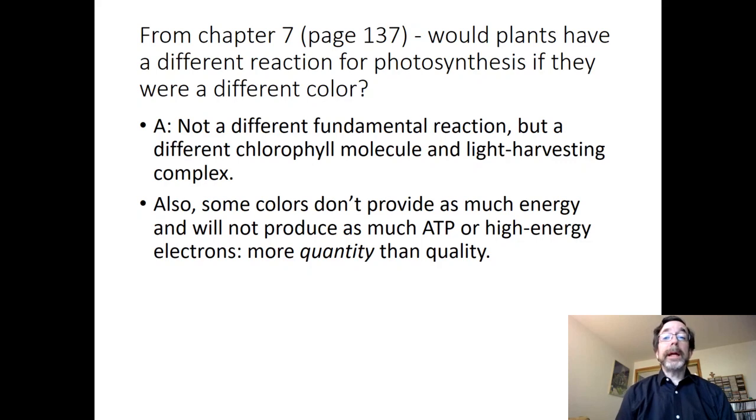First question, would plants have a different reaction for photosynthesis if they were a different color? And by different reaction, it depends on what you mean, because the reaction has a lot of parts to it. The fundamental reaction for photosynthesis is going to be the same for plants, because it depends on having an abundant source of light and an abundant source of electrons, which is water in this case. Once you figure out how to use the light to pull the electrons off water, you have a very abundant source of electrons. It's a pain to pull them off, right?